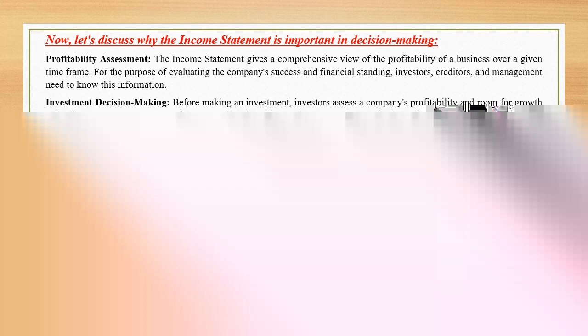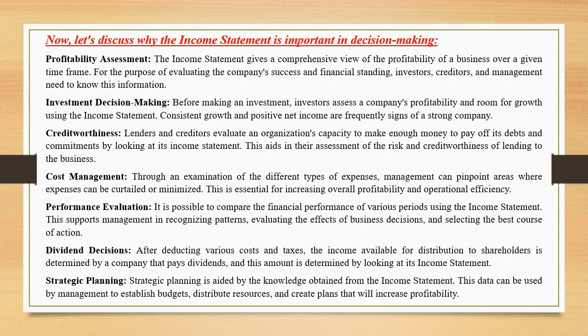Creditworthiness. Lenders and creditors evaluate an organization's capacity to make enough money to pay off its debts and commitments by looking at its income statement. This aids in their assessment of the risk and creditworthiness of lending to the business. Cost management. Through an examination of the different types of expenses, management can pinpoint areas where expenses can be curtailed or minimized. This is essential for increasing overall profitability and operational efficiency. Performance evaluation.